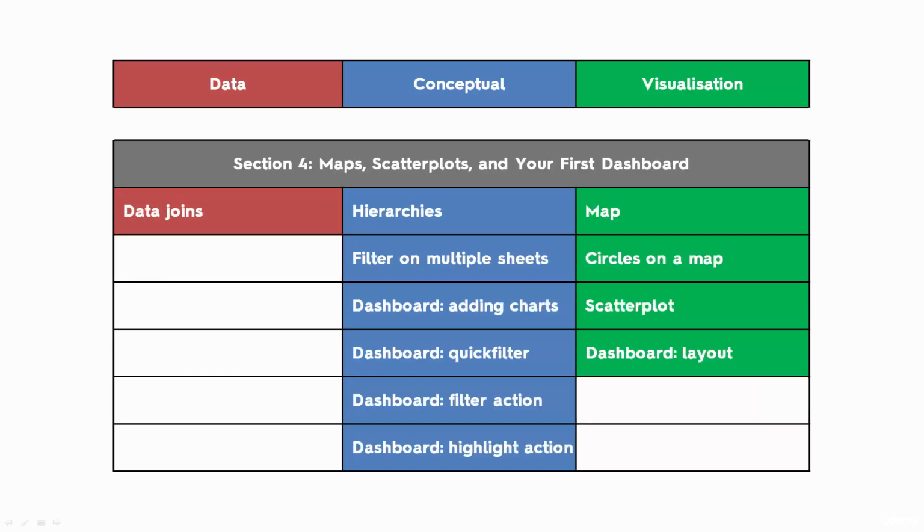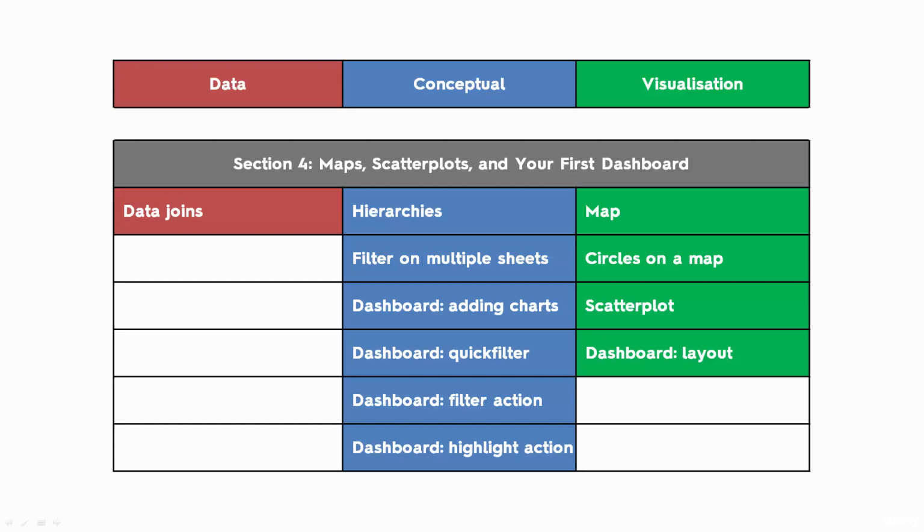Section number 4, we learned data joins in the data category. In the conceptual category, we learned quite a lot because we started working with our first dashboard. So we had hierarchies, which is relating mostly to maps, but you can also definitely can and should use hierarchies in other situations when hierarchies are present in your data. We learned how to apply a filter to multiple sheets, which is also useful when creating dashboards.